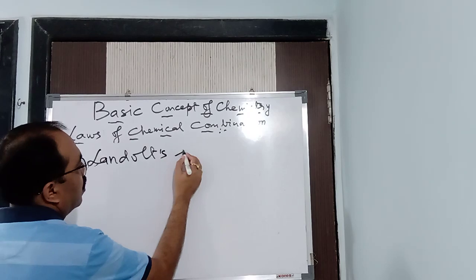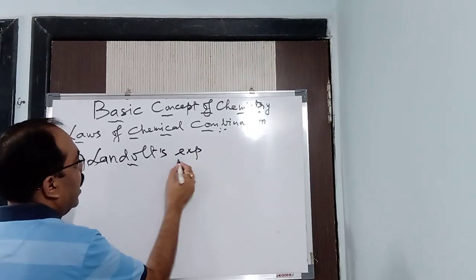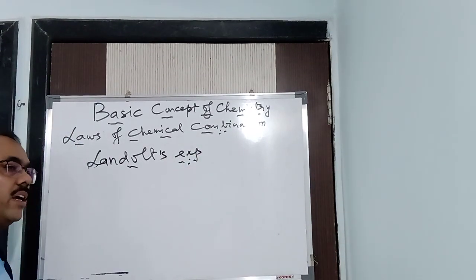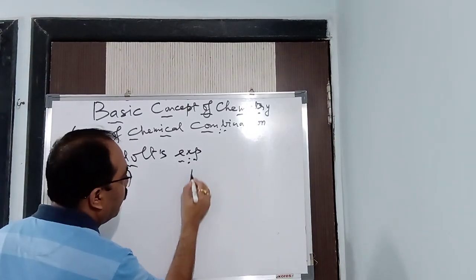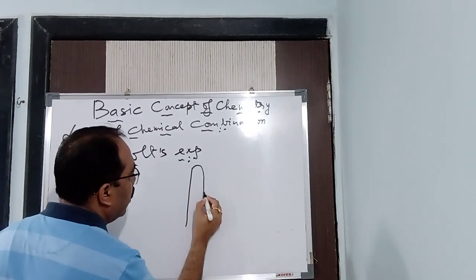Landolt's experiment. I am going to do it now. What I said, we are going to do the experimental verification. So, what Landolt did is that he took a H-shaped tube, a glass tube.